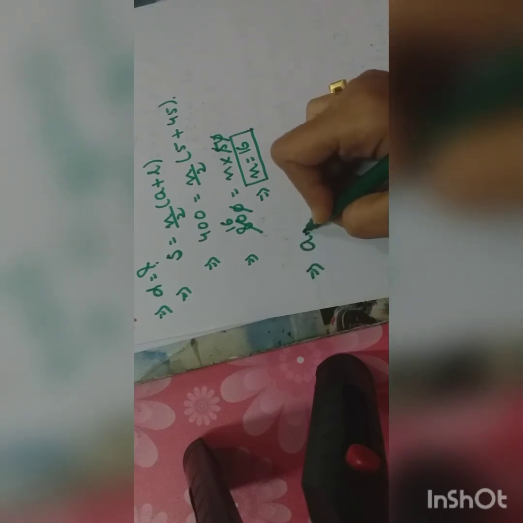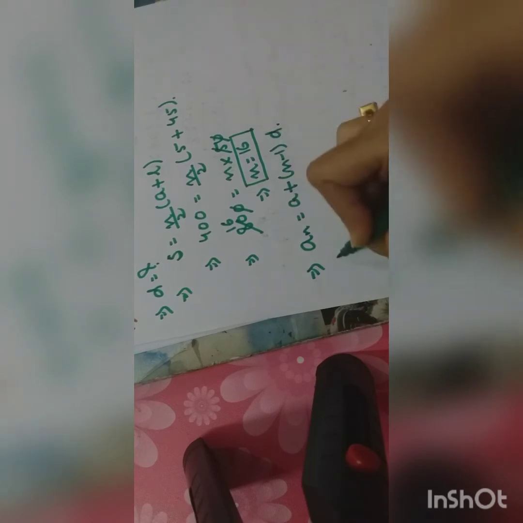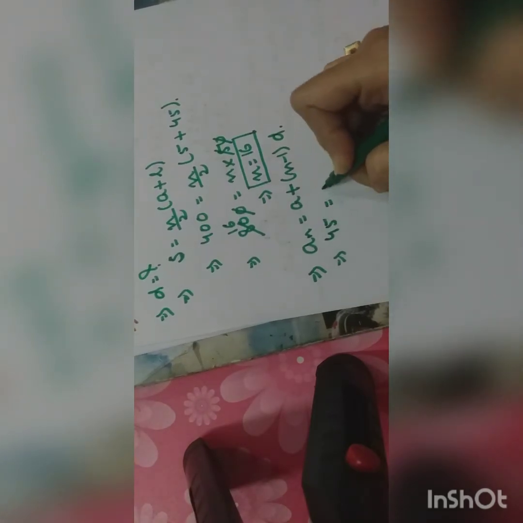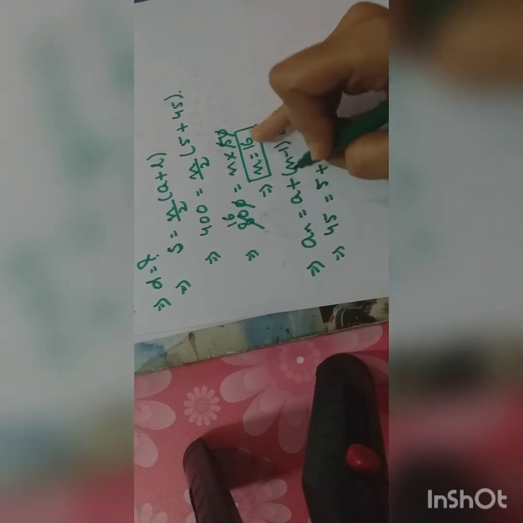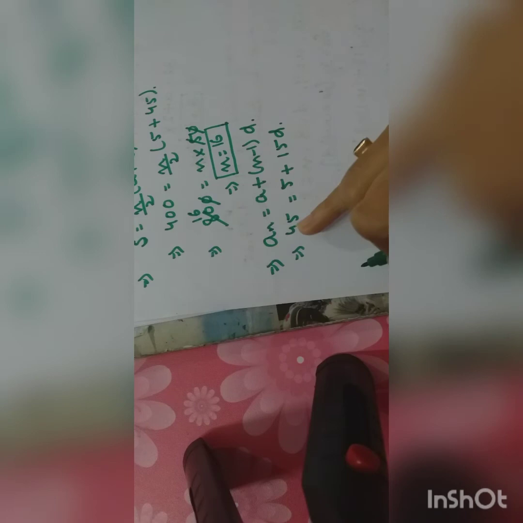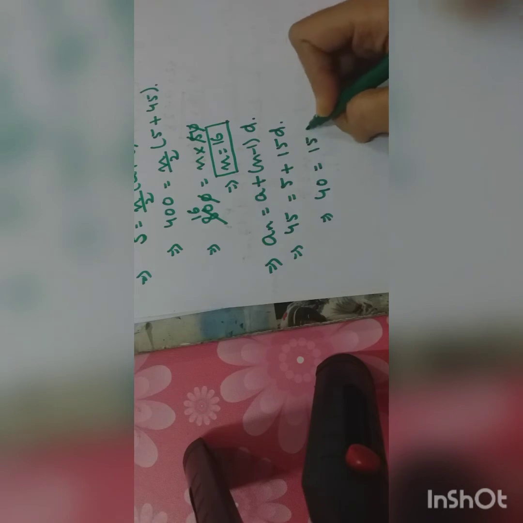First part of the question I have found, that is value of n as 16. Now I have to find the common difference. So I am using the nth term formula. The nth term formula of AP is An equals to A plus n minus 1 into D. So An value is given to me, that is 45 equals to A is 5 plus n value is 16, so 16 minus 1 will be 15 into d. So when this plus 5 comes to the LHS part, it will be minus 5. So 45 minus 5 will be 40 equals to 15d.